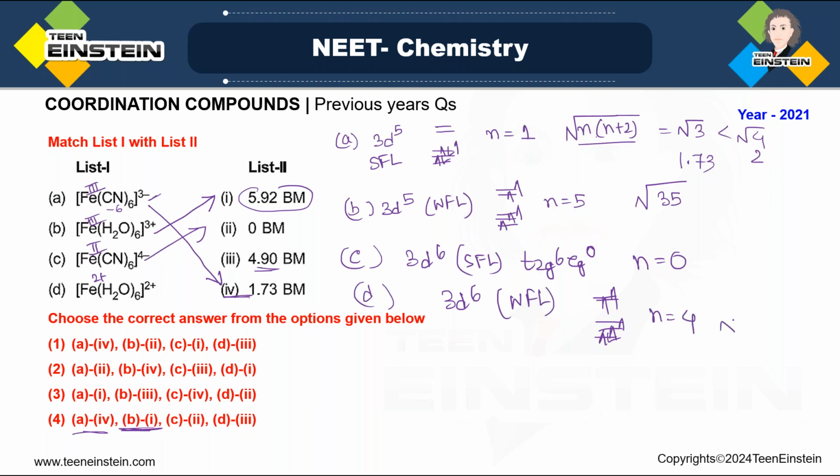So here n value is 4. That means it is root 24, which is near about 4.9. So option 4 will be the correct option. Okay.